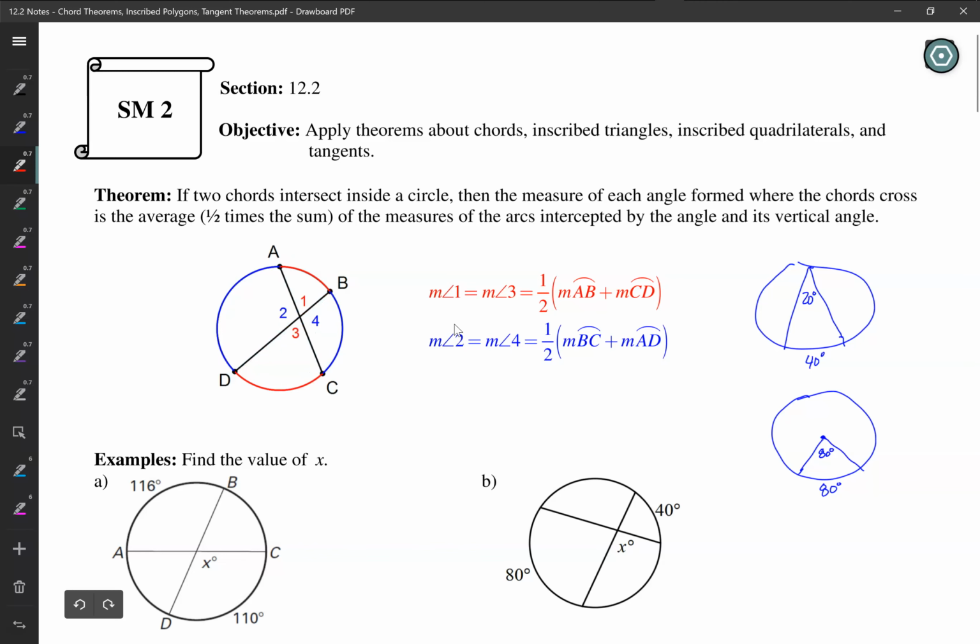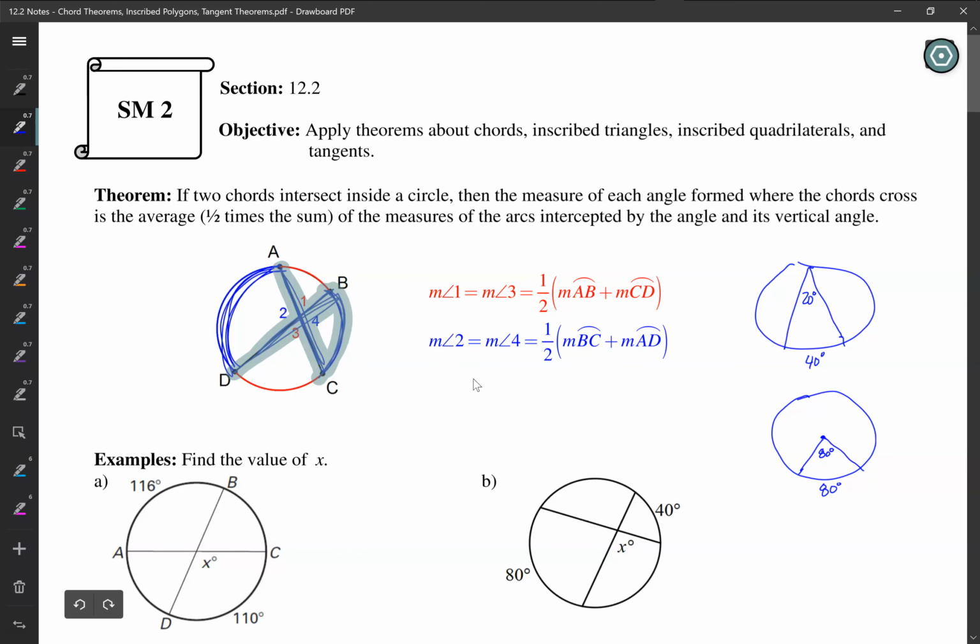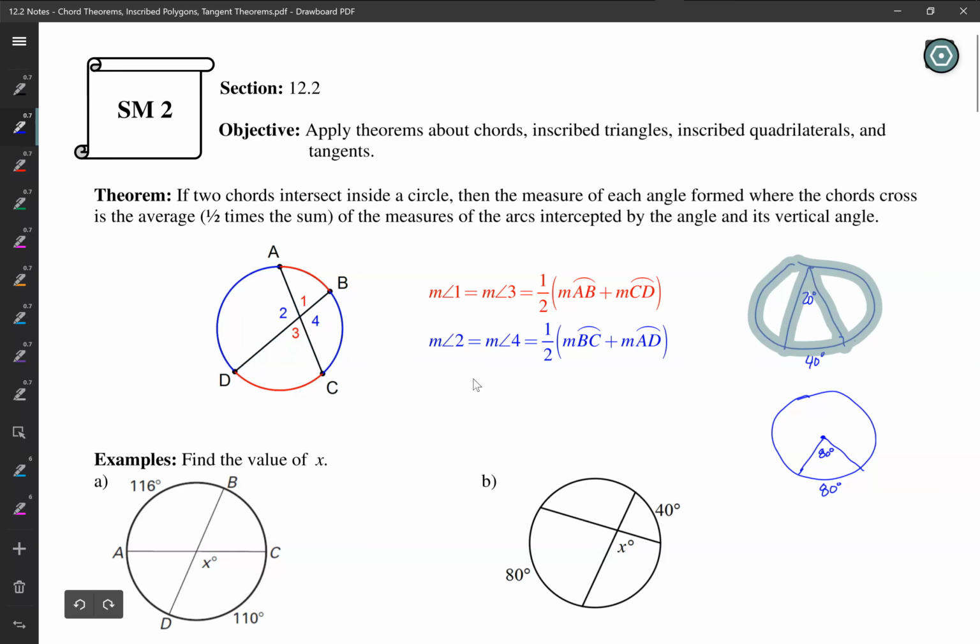Now similarly, if you want to find the measures of angle 2 and angle 4, look at the hourglass shape that encloses those. And you can see that if you add together the measure of arc BC and the measure of arc AD, and you divide that sum by 2 or multiply by 1/2, you will get those two angles. So let's go ahead and look at some examples.